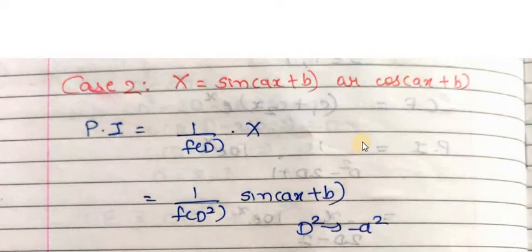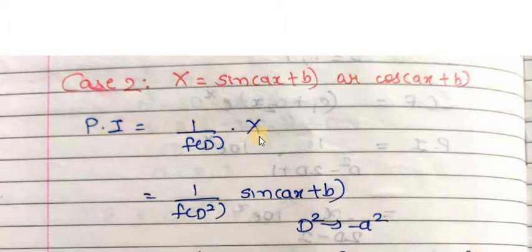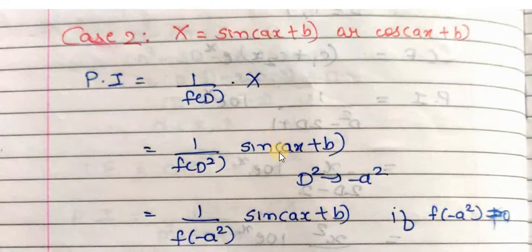In the last lecture, we have discussed how to find out PI when x is e raised to ax plus b. Now in case number 2, we will discuss how to find out PI when x is sine of ax plus b or cosine of ax plus b. The formula for PI is 1 over f(D) x. Now replacing x by sine of ax plus b, in the denominator you will find f of D square.